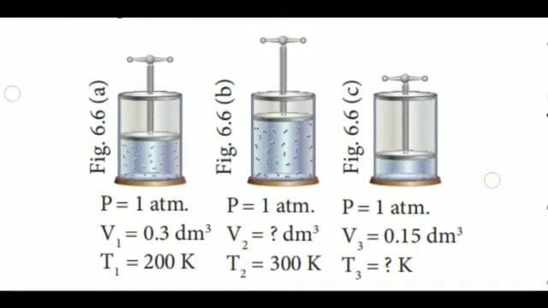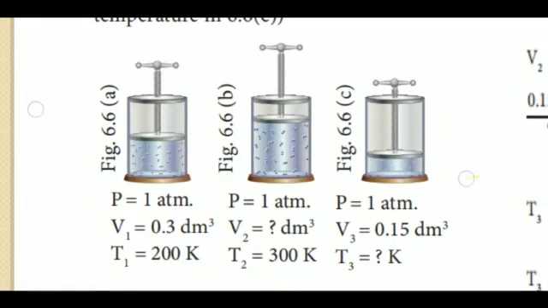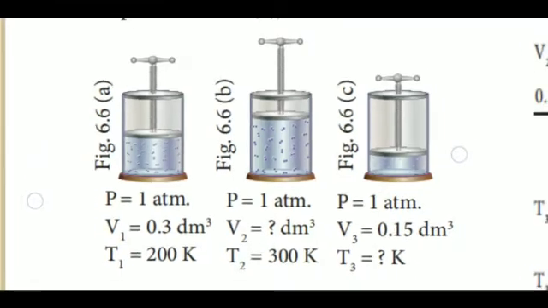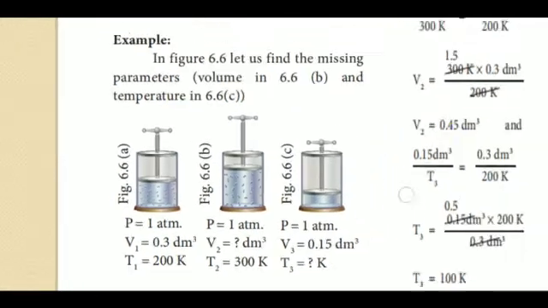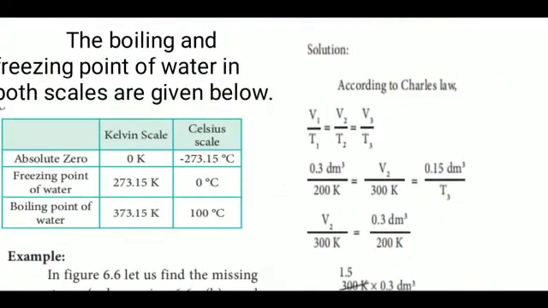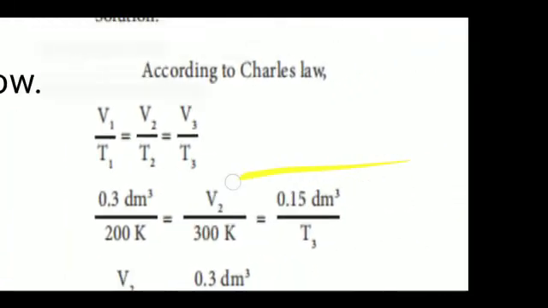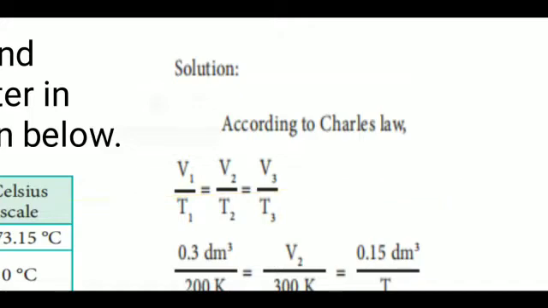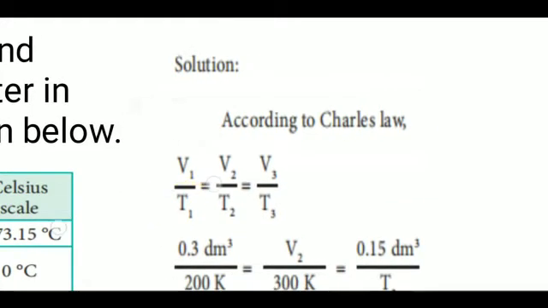Then in figure C, P is equal to 1 atmosphere, V3 is equal to 0.15 decimeter cube, T3 is equal to question mark. That is what we are going to calculate. In this question, we are going to calculate two parameters: V2 in figure B and T3 in figure C. According to Charles law, V1 by T1 is equal to V2 by T2, that is equal to V3 by T3. The pressure is constant, 1 atmosphere.